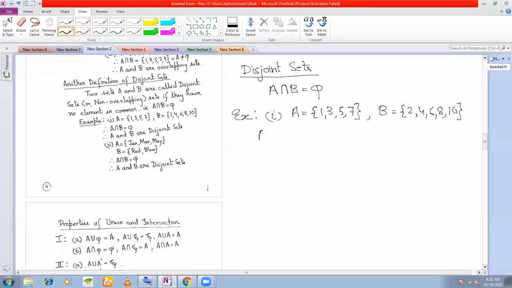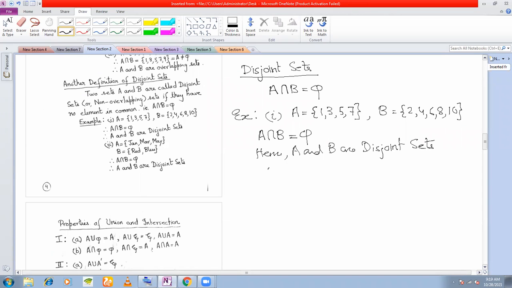So first find out A intersection B. Do you see anything common between these two sets? Nothing is common. So A intersection B is a null set. So hence we say A and B are disjoint sets. Clear with disjoint sets? Now you know the difference between disjoint sets and overlapping sets?